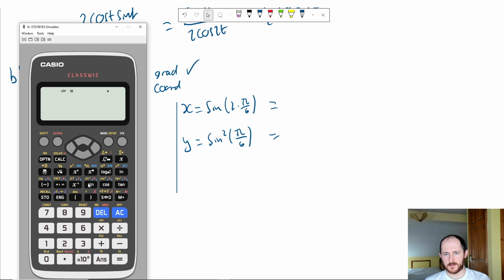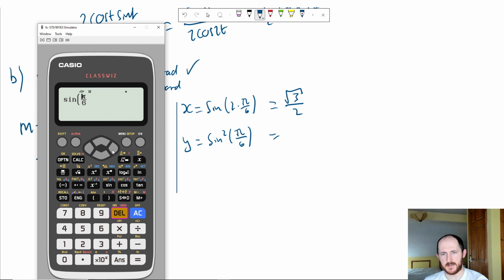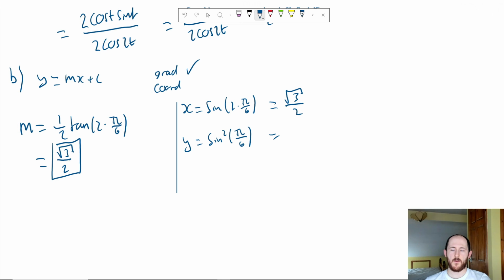We have sine 2 times pi over 6, and we get root 3 over 2. Then here I'm going to put this in brackets, square it, and we get a quarter. Wonderful. So our coordinate that we're subbing in is root 3 over 2 and a quarter, which is going to give me a disgusting number, but that's the way the cookie crumbles, I guess.